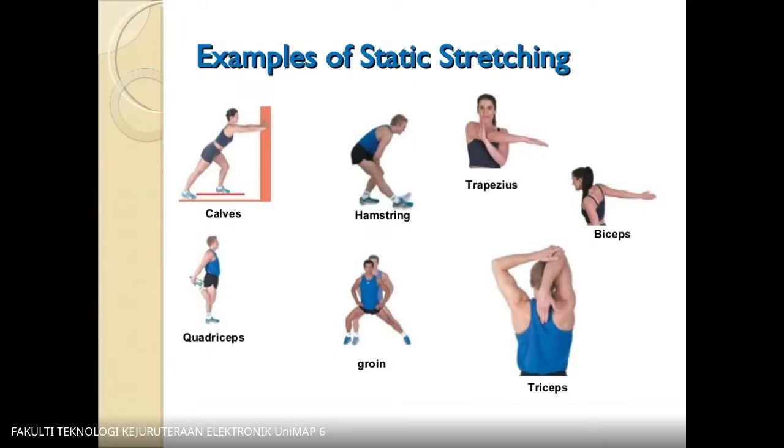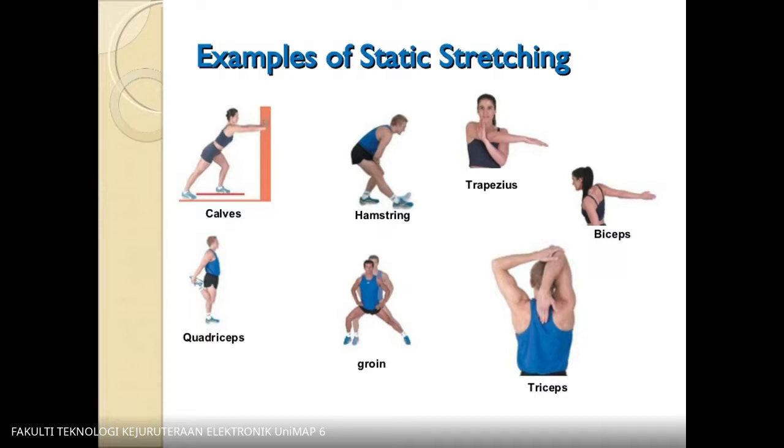A few examples of static stretching: just stand in one place and then you can do this type of stretching. Hamstring and then trapezius. That is the name of the muscle, yeah? Trapezius muscle. If you do that type of stretching, then it will affect your trapezius muscles and somehow the bicep muscle, hamstring muscle, and quadricep muscles. So these are a few examples of static stretching.